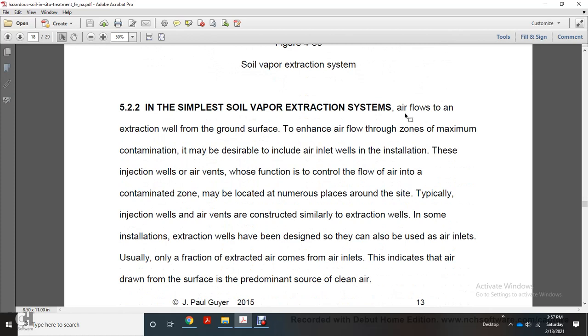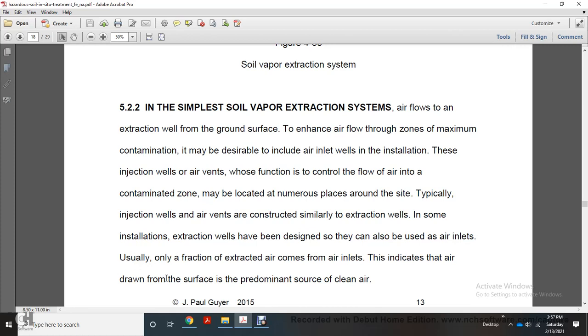In a simple soil vapor extraction system, air flows to the extraction well from the ground surface. To enhance airflow in the zone of maximum contamination, it may be desirable to include air inlet wells in the installation. These injection wells and air vents, whose function is to direct air into the contaminated zone, may be located in numerous places around the site. Typically, injection wells and air vents are constructed similarly to extraction wells. In some installations, extraction wells have been designed so they can be used as air inlets. Usually, only a fraction of the extracted air comes from the air inlets.